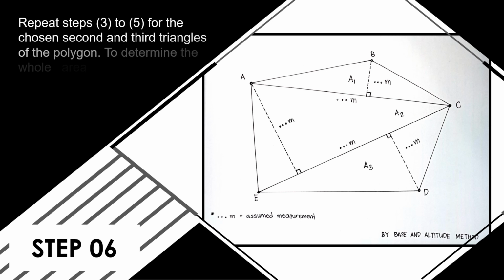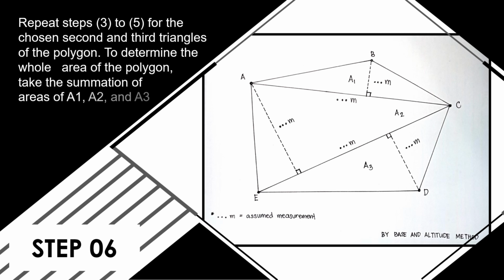And Step 6. Repeat steps 3 to 5 for the chosen second and third triangles of the polygon. To determine the whole area of the polygon, take the summation of areas of A1, A2, and A3.